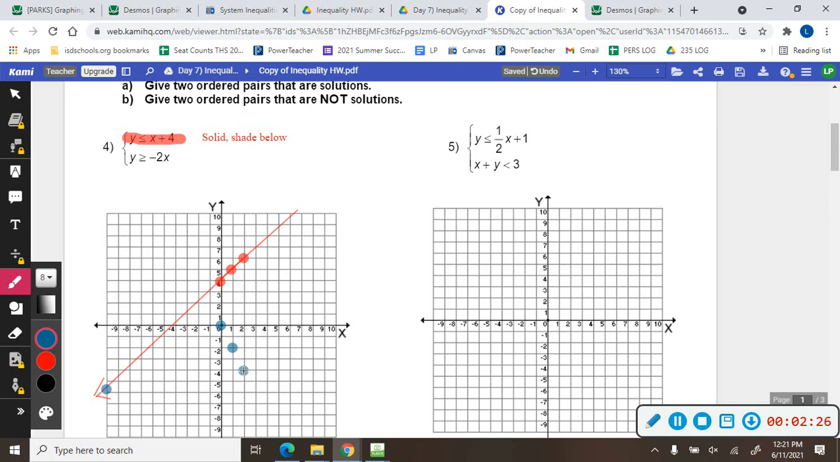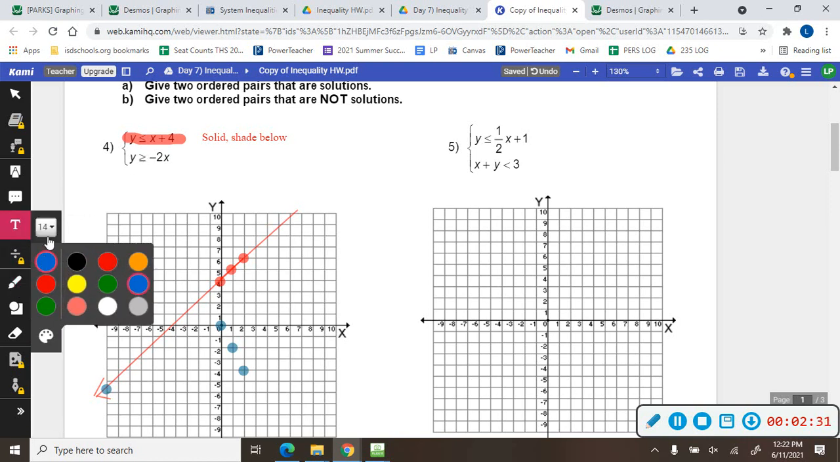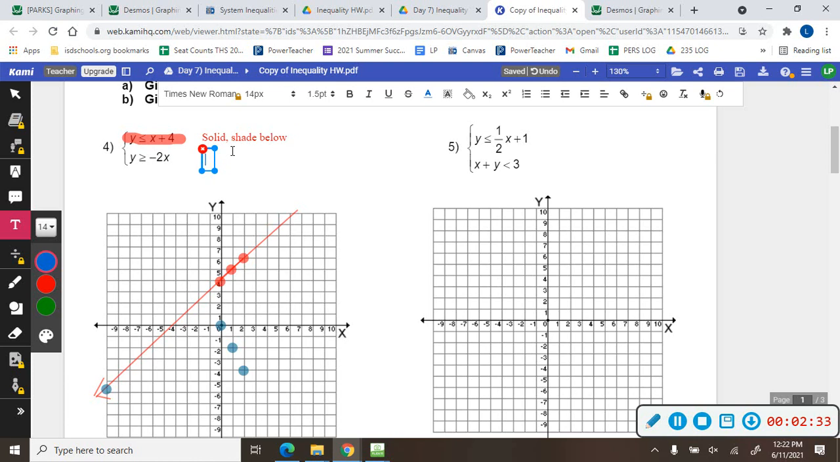And the greater than or equal to symbol, that means it's going to be solid again because of the equal symbol, but because it's greater than, you're going to shade above. Okay, so I'm going to go ahead and make my line.